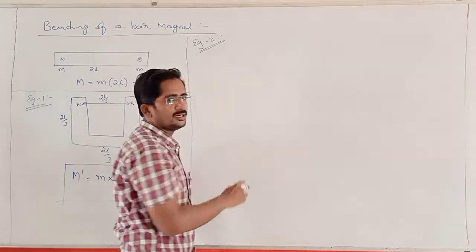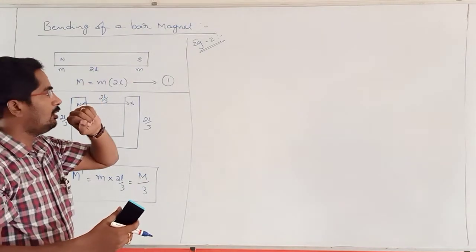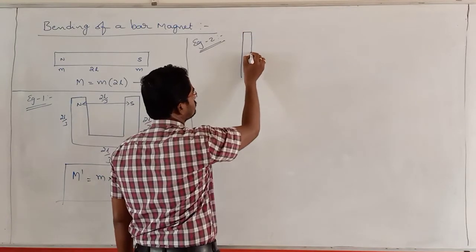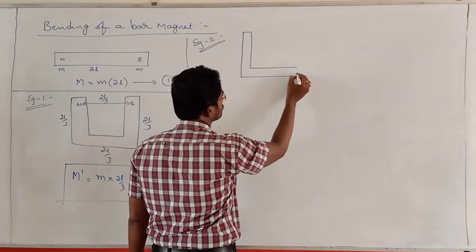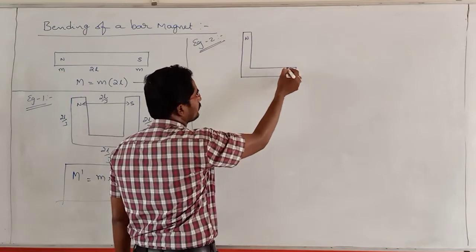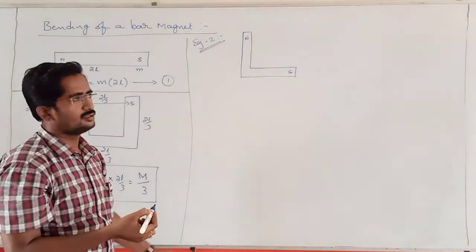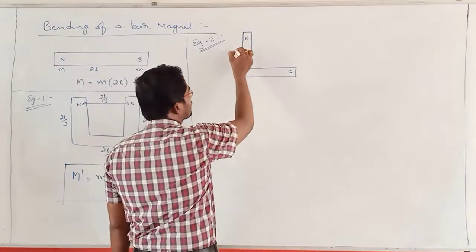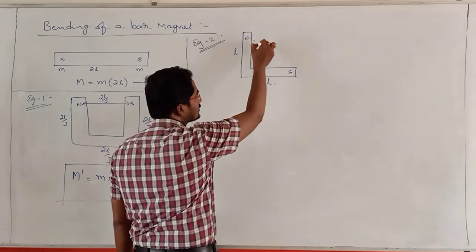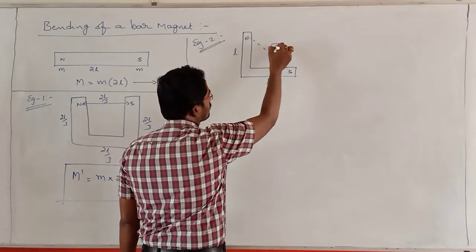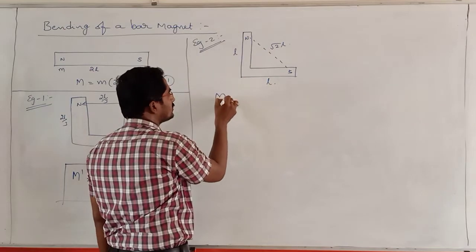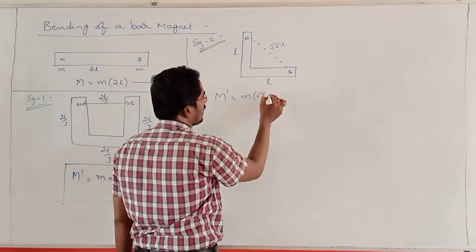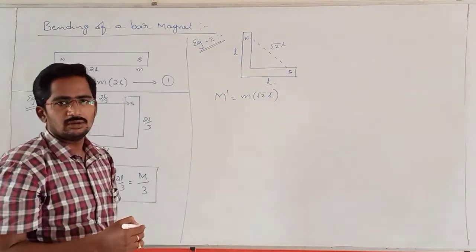This is a bar magnet, the same bar magnet I am taking again. I am bending it into a rectangular shape. What is its new magnetic moment? How can we write it? Whenever we bend this magnet into this shape, here the length is L. Then what is the shortest distance between the two poles? Root 2 L. Then the new magnetic moment is pole strength into new length. What is the new length? Root 2 into L.